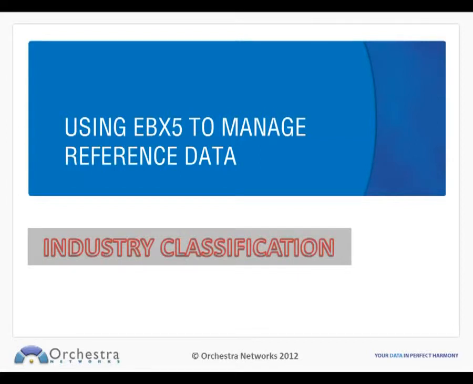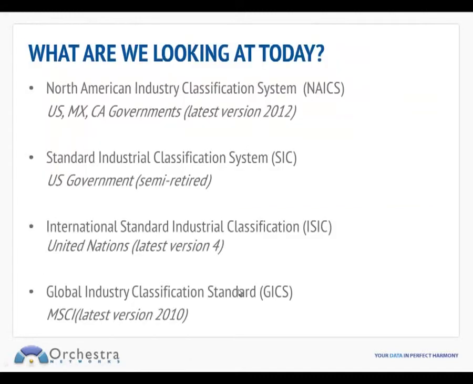Today, I'm going to talk about using EBX5 to manage reference data, specifically industry classification codes. What standards are we going to look at today? We're looking at these four sets of reference data: NAICS, SIC, ISIC, GICS.